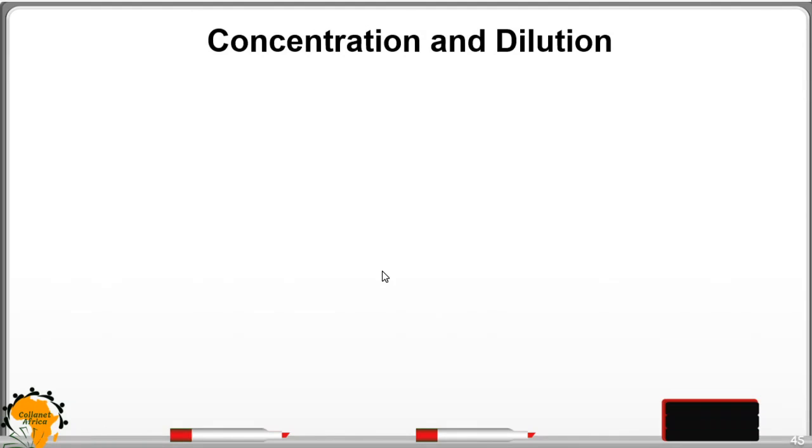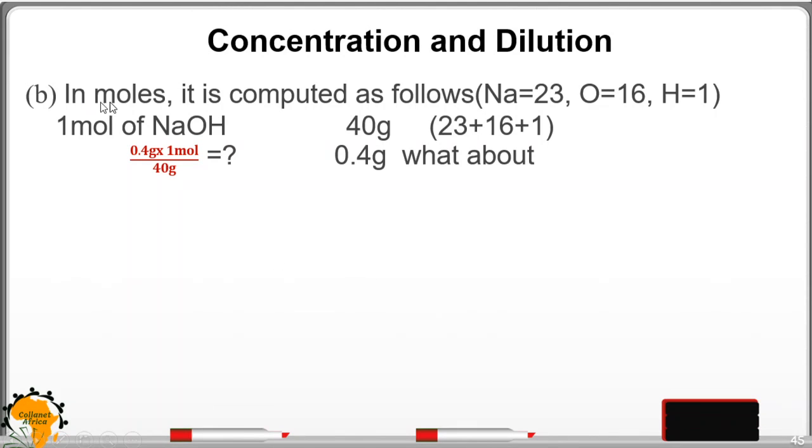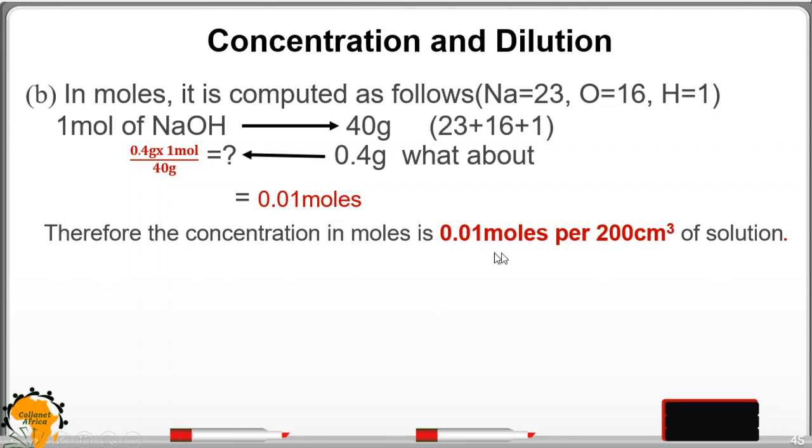In part B, in moles, it is computed as follows. Remember, the molar mass of sodium hydroxide is 40 grams: 23 plus 16 plus 1, you get 40 grams. So what about 0.4 grams? You do a cross multiplication and you get your answer as 0.01 moles. These are in 200 centimeters cubed of solution. So that is the concentration.